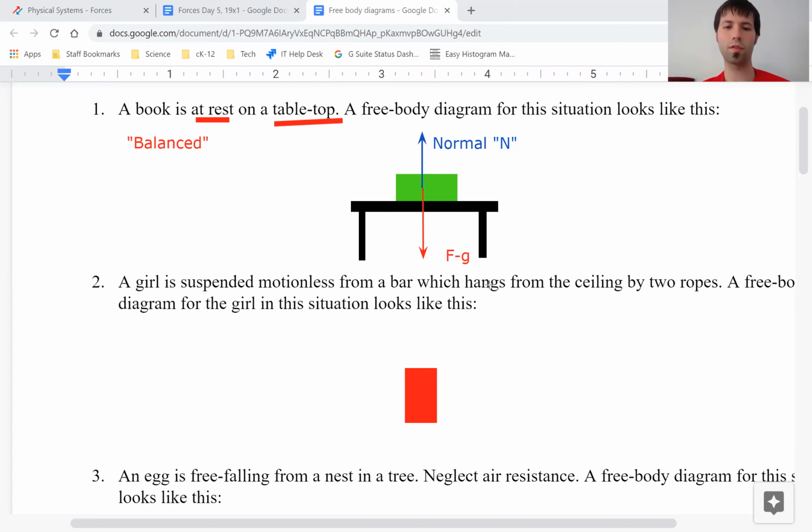So she's hanging motionless from a bar, which hangs from the ceiling by 2 ropes. This sounds really complicated. She's holding on to a bar. I wouldn't even take the time to draw this bar, but there's her bar. And here's the ceiling. And it says that there are 2 ropes. Zoom doesn't really give me many color options here. I'm going to make the ropes orange.